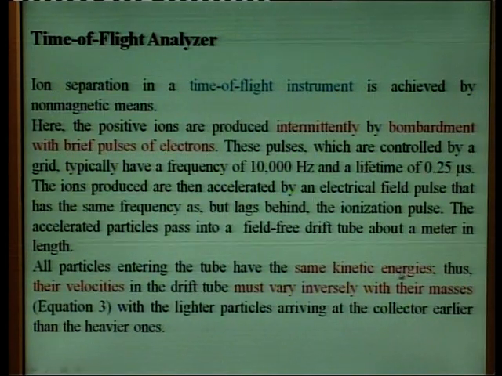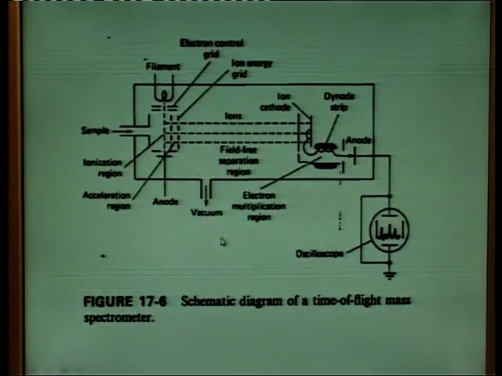Now, this is the significance. Here all the particles are entering with the same kinetic energies, thus their velocities in the drift tube must vary inversely with their masses. That means the lighter particles arrive at the collector earlier, and the heavier ones come later. Now, this is the schematic diagram of the time of flight mass spectrometer.